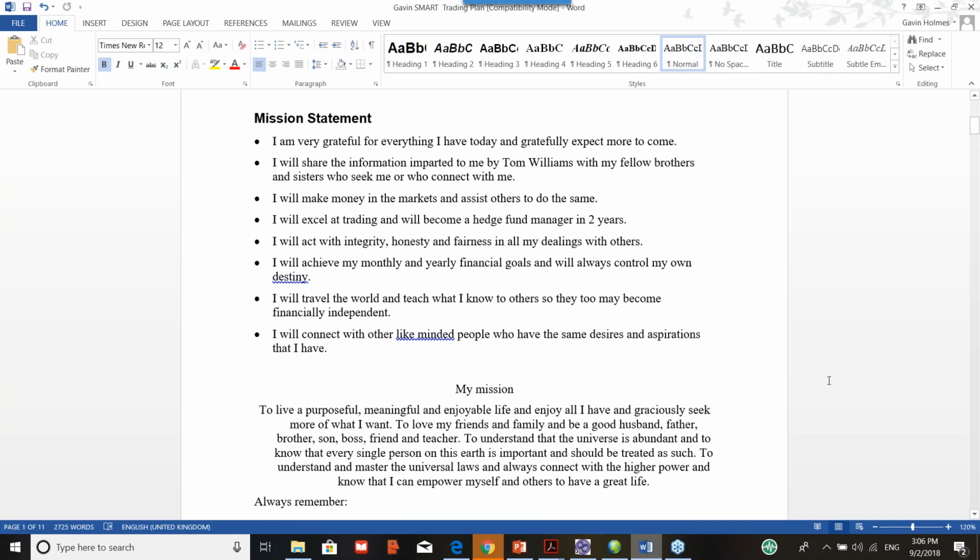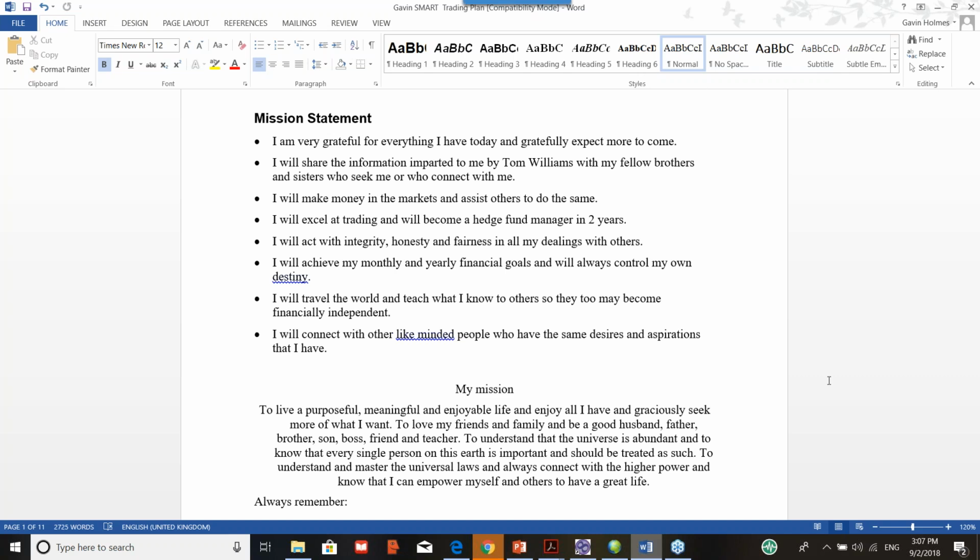So one of the other things I find very important for myself is to make some sort of mission statement. And I've written this down. Some people don't need to do this, but I personally found this quite helpful. So I'm very grateful for everything I have today and gratefully expect more to come. I will share the information imparted to me by Tom Williams with my fellow brothers and sisters, and I mean that universally, who seek me or connect with me. I will make money in the markets and assist others to do the same.